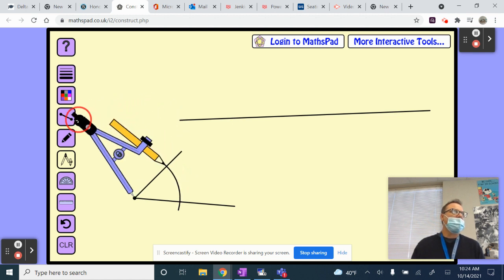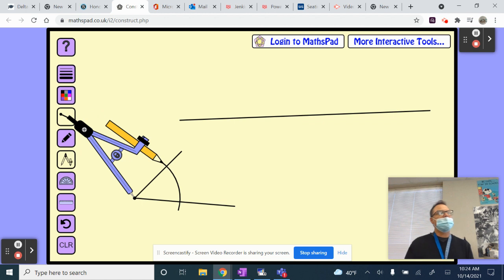I'm going to make an arc. Now, I'm not going to make a full circle. I'm just going to make an arc, and that arc is going to intersect both sides. And here's where you cannot let your compass slip, and this is why the physical compass is a little hard, because you can't lock it.